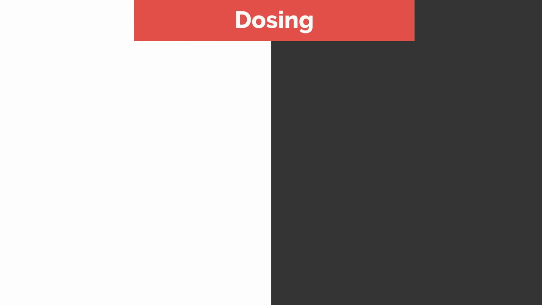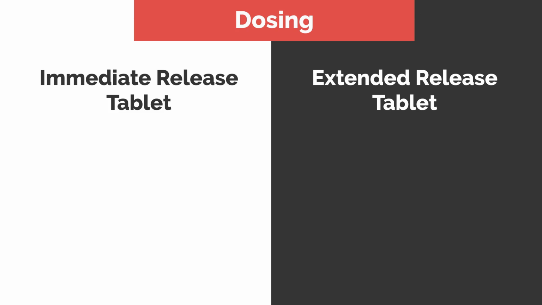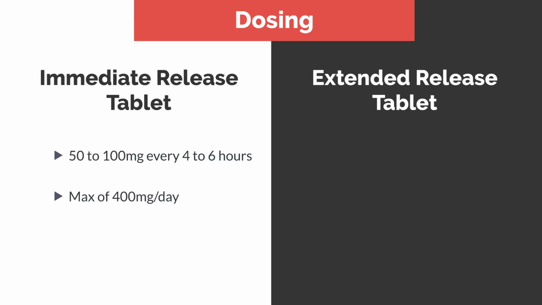pain. With respect to dosing, Tramadol is available both as an immediate release or an extended release tablet. The immediate release tablets is typically dosed 50 to 100 milligrams every 4 to 6 hours, capping usually at a max of 400 milligrams per day, while the extended release tablet is typically taken as a single dose daily, anywhere between 100 to 300 milligrams per day.